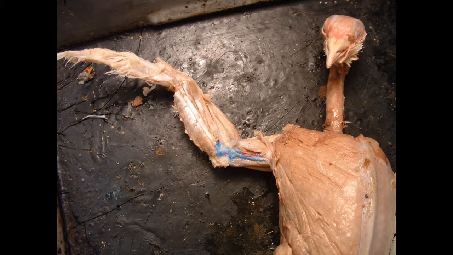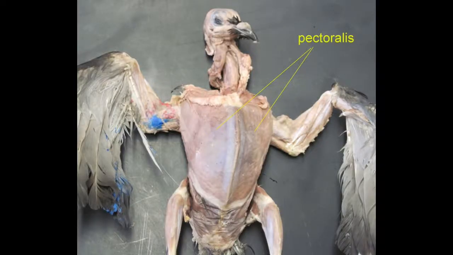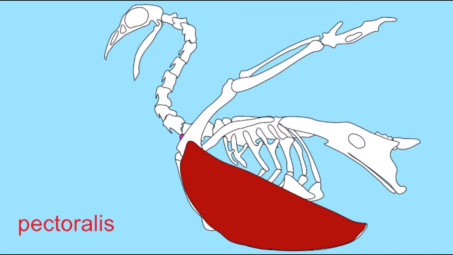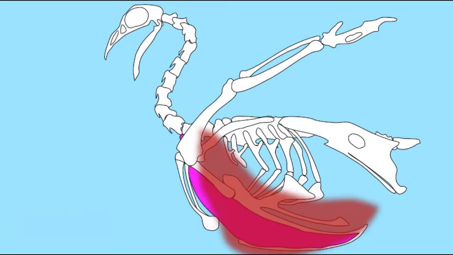An even more important modification of the ancestral supracoracoideus occurred in birds. In birds, there are two major flight muscles. The pectoralis muscles, the chest muscles, provide the force for the downward stroke of the wing, and they make up most of the chest, starting on the sternum and its keel and inserting on the humerus.